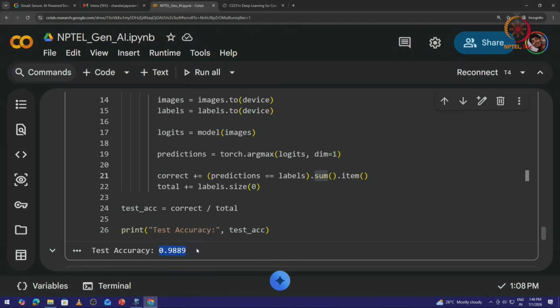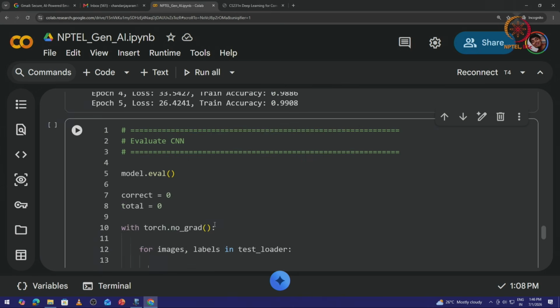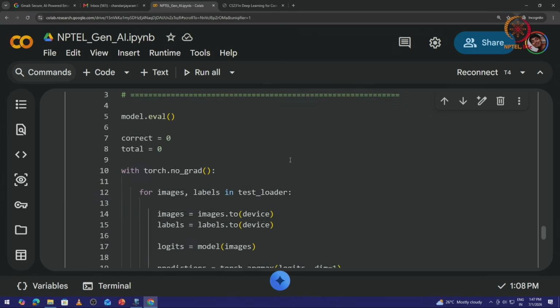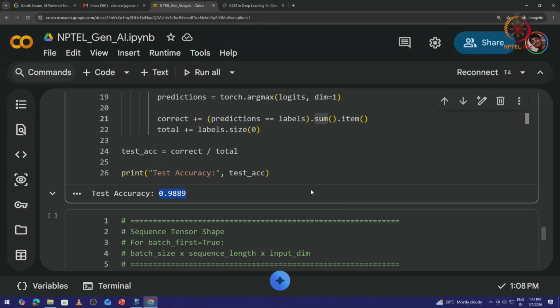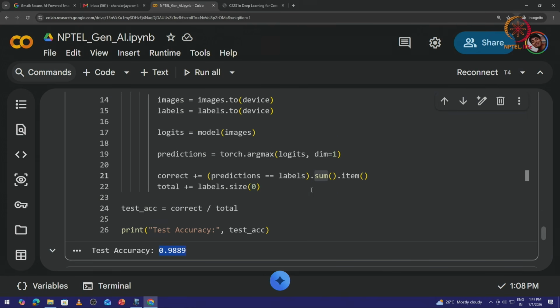The test accuracy that you have got is 0.98. Now please remember that the training accuracy and test accuracy can vary. I am assuming that all of you are very much aware of the training loss, the test loss, the training accuracy, training metric and then the test metrics and other things. So now this is regarding CNNs.